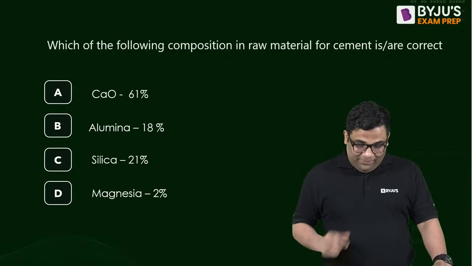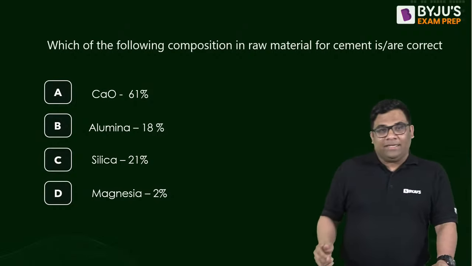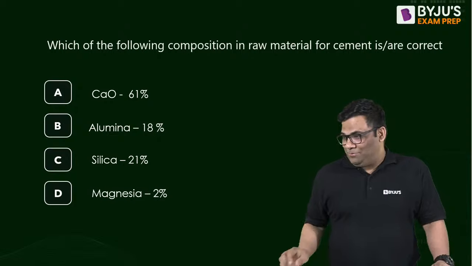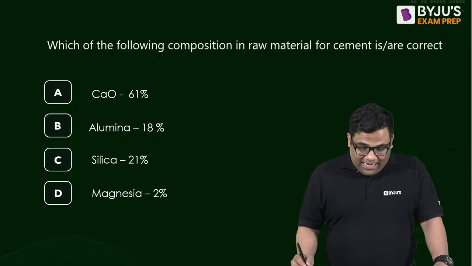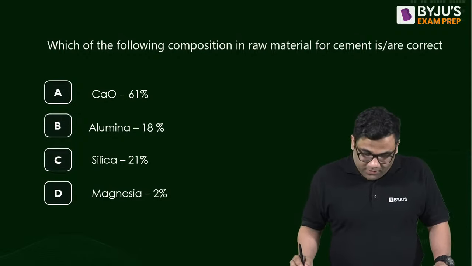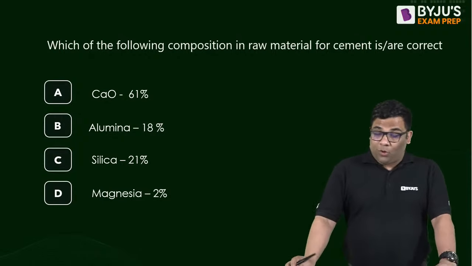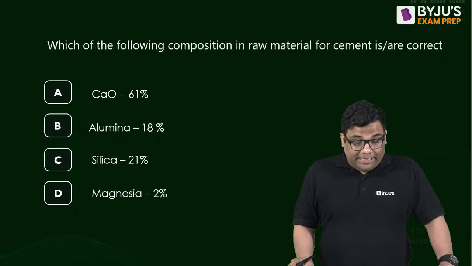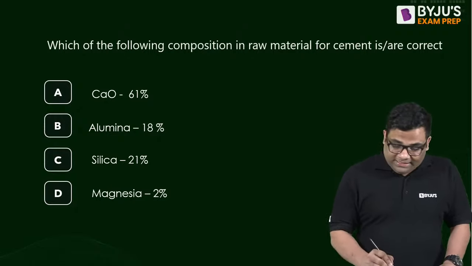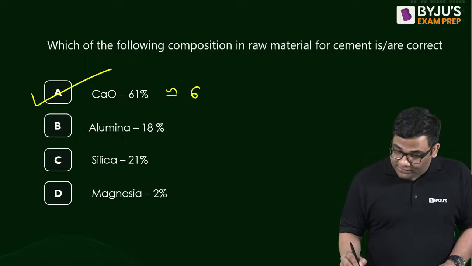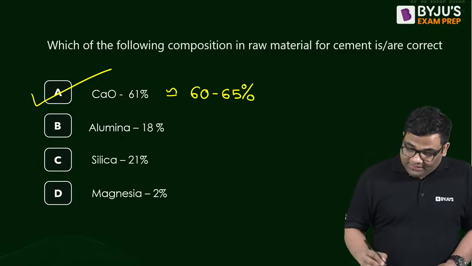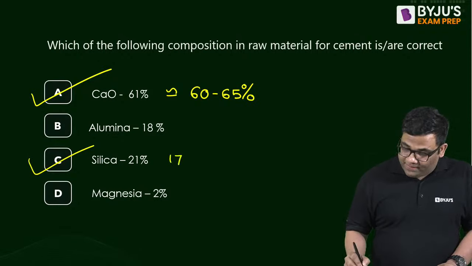Please answer this question. Which of the following compositions in raw material for cement is or are correct? See, the first one is correct. Yes, calcium oxide is around 60 to 65%. It is correct. Now silica also ranges between 17 to 25%, so it is also correct.